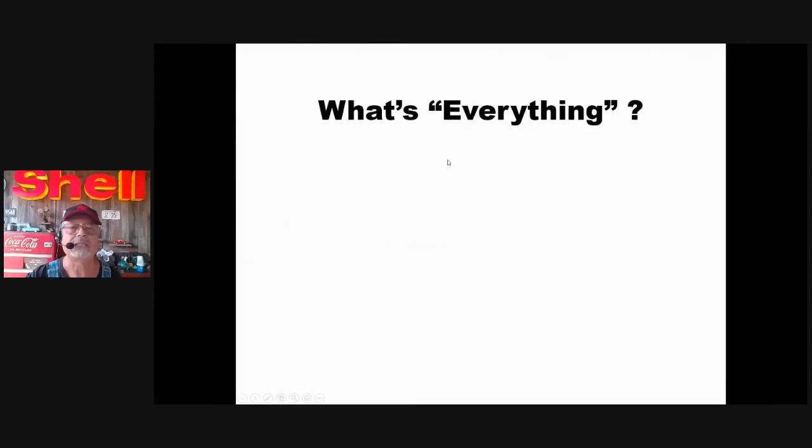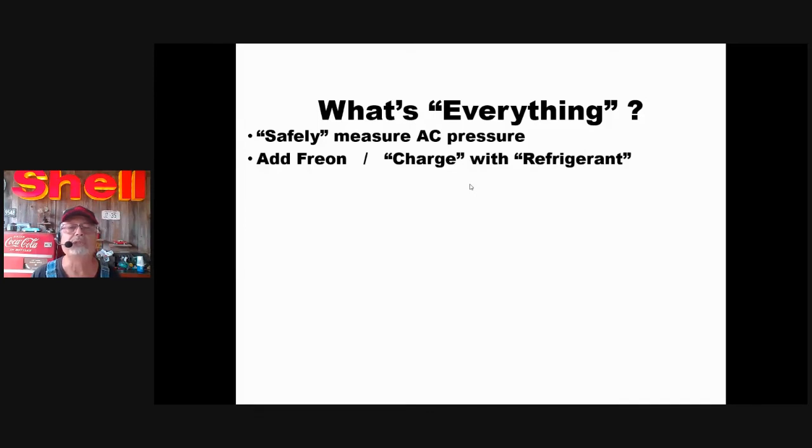Everything. What's everything? Well, first of all, you're going to measure safely the amount of pressure inside the refrigerant. And what I mean by safety is safety in two ways. First, it's going to be safe for you because you're only working with 30, 40 PSI instead of a few hundred. Safe because you're not going to damage the fitting to where it leaks. This is where you're going to add refrigerant. The correct term for adding refrigerant is called charge or charging the system.